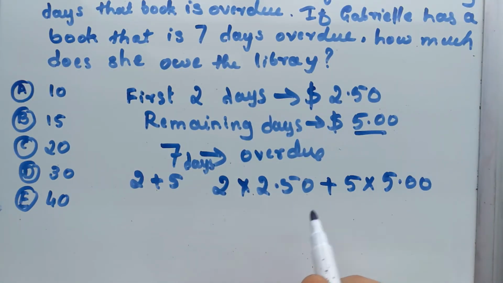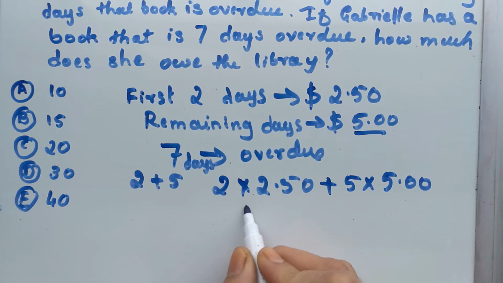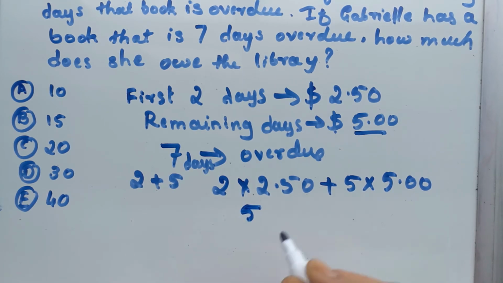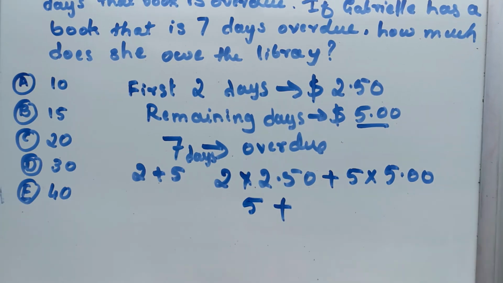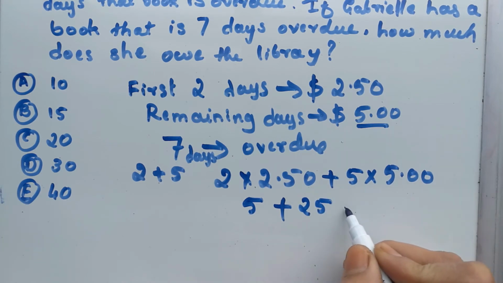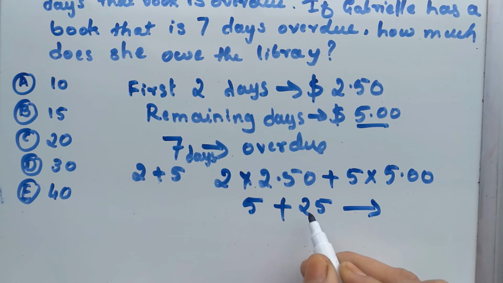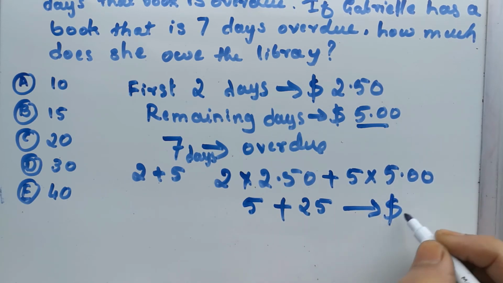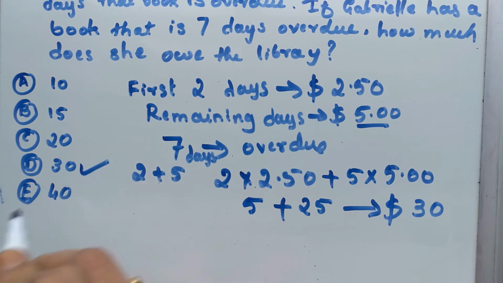2 times 2.5 is 5, plus 5 times 5 is 25. So Gabrielle has to pay 25 plus 5, that is $30. So the answer is D.